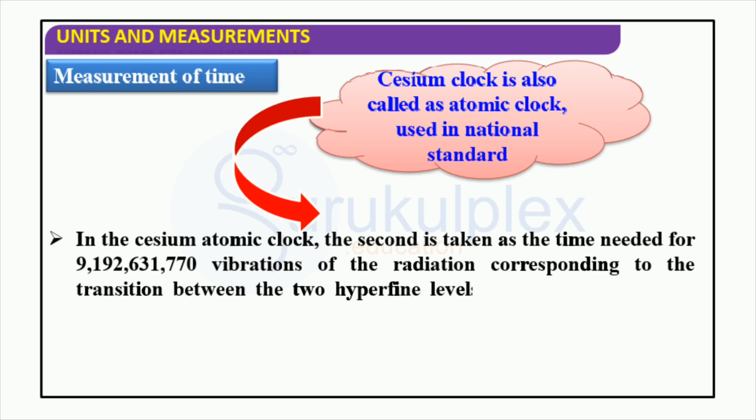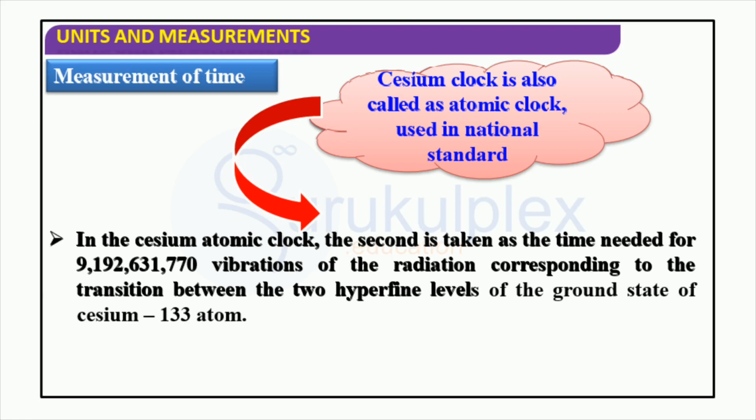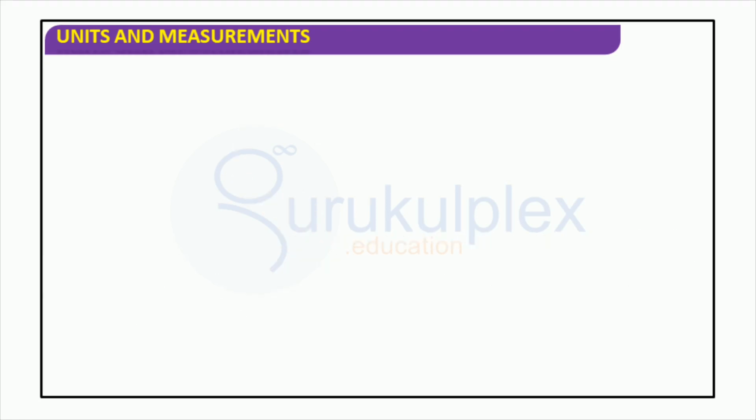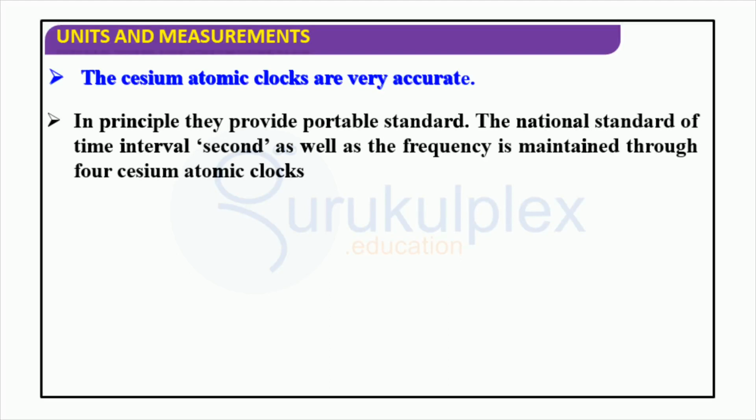In many countries, the cesium clock, also known as an atomic clock, is used as the national standard. Atomic clocks are highly effective and accurate for calculating and staying on track of time intervals.